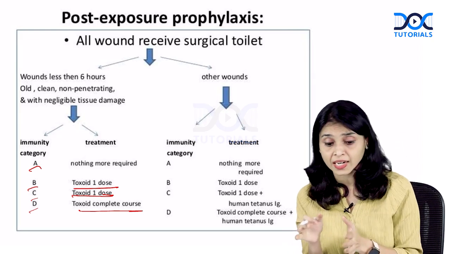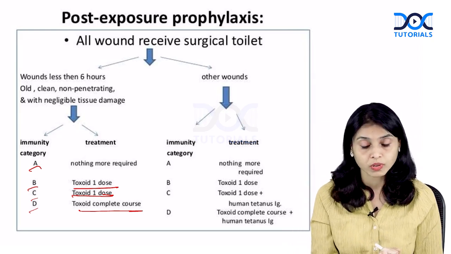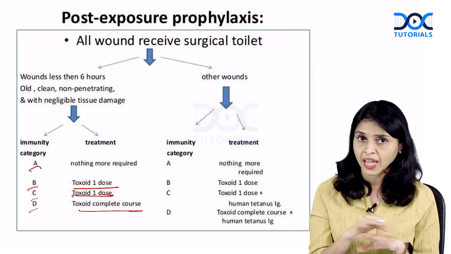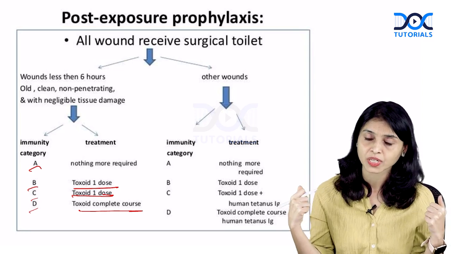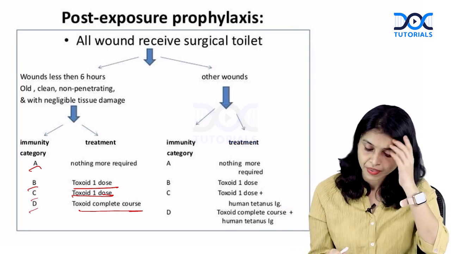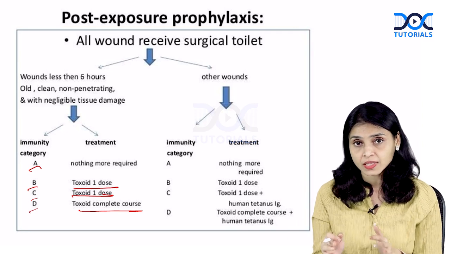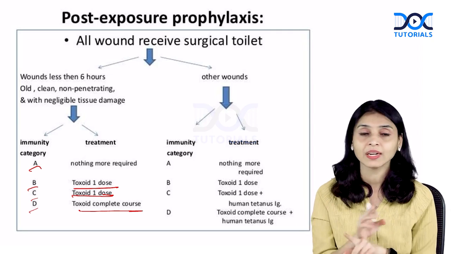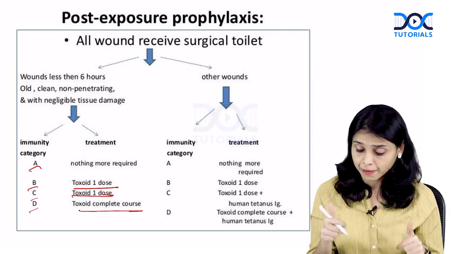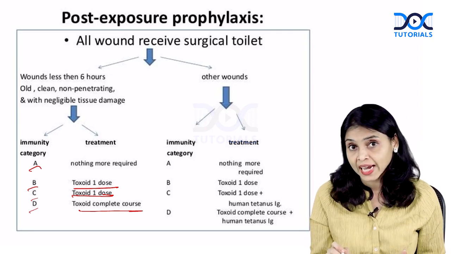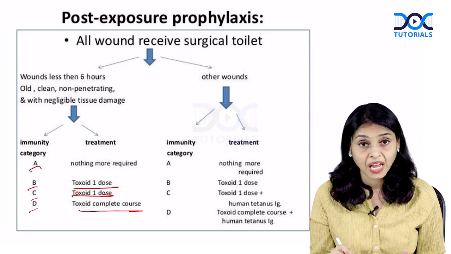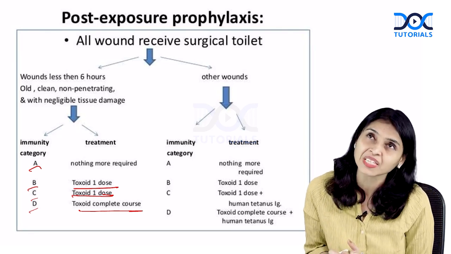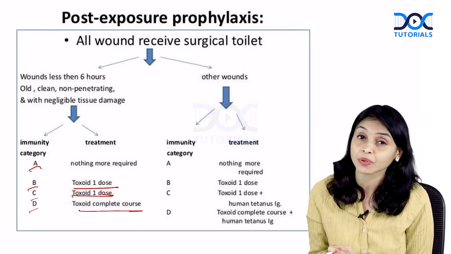Now, move on to the right side. What if it is an unclean wound? Like I said, for A and B, it's the same. A means fully active immunity, so there is no role for any booster at all. B, 5 to 10 years, give one booster. In both cases, whether clean or unclean, just 5 to 10, one booster. Are you with me? If it is more than 10, okay, and the wound is unclean, that means immunity is little compromised. After 10 years, you can't completely rely on your immunity, right?